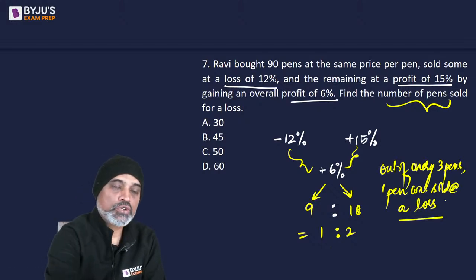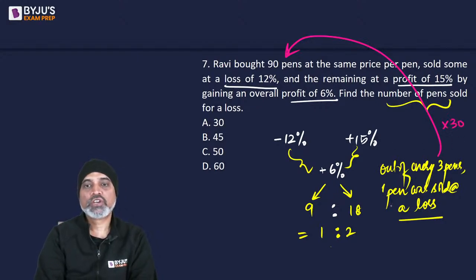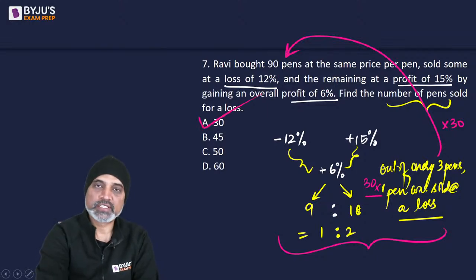Now, as per the question, we don't have 3 pens. We actually have 90 pens. So we are talking about 30 times. So as usual, everything is going to be 30 times. So this will also multiply. This will get multiplied by 30. So 1 into 30 will give us 30.